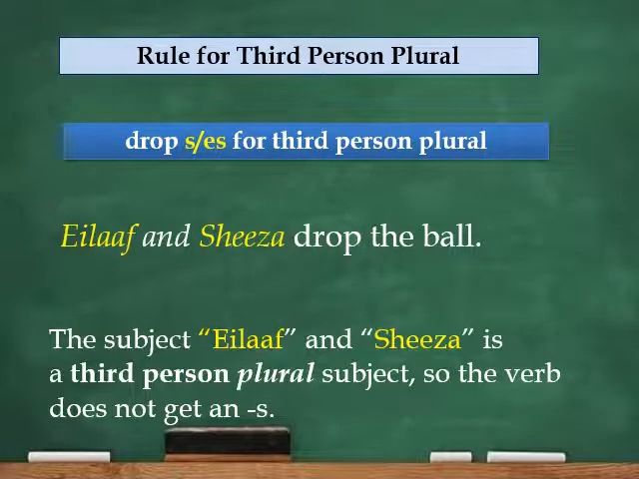Remember, when we use more than one name, we drop s or es from the verb. For example, Elab and Shiza dropped the ball. The third person is plural here, so we will drop s. The subject Elab and Shiza is a third person plural subject, so the verb doesn't get an s.